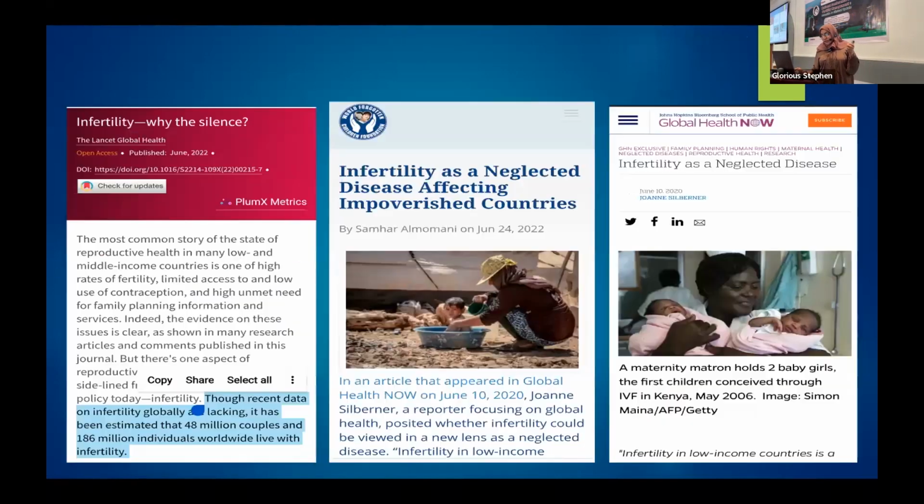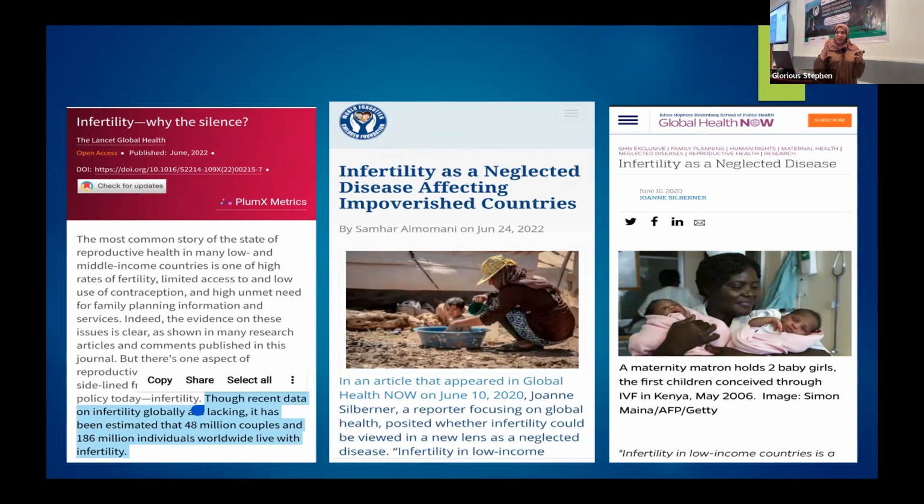And why is that? The data is lacking in the other countries, and it is somehow neglected. We don't know why it's neglected, because maybe people are thinking that the resources of any country will go to other issues rather than infertility, or nobody wants to speak about infertility as an issue because they think other things are more important, maybe.